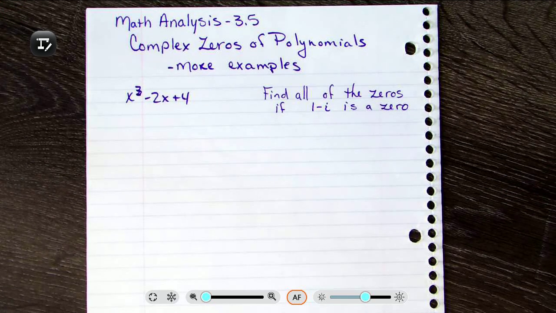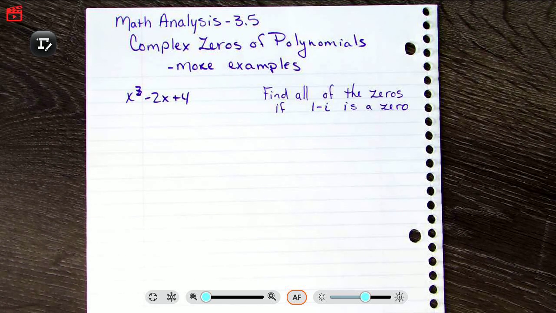Hi everyone, welcome back to 3.5 for some more examples on some of the things we will see in finding the zeros of polynomials. Again, I want to warn you that not all polynomials are easily able to find those zeros. In our section in math classes, they're going to be set up nicely so you can find those zeros. In the real world, all bets are off.